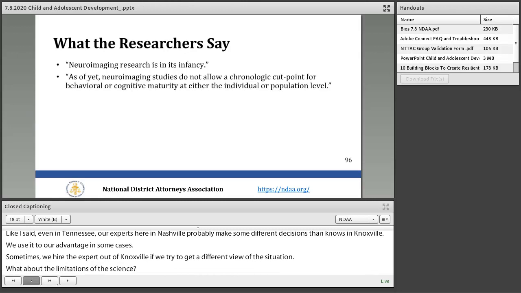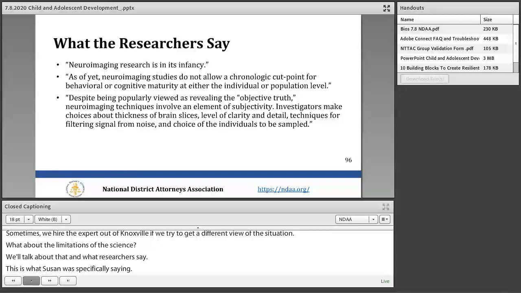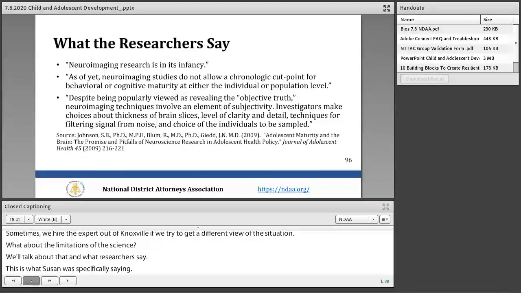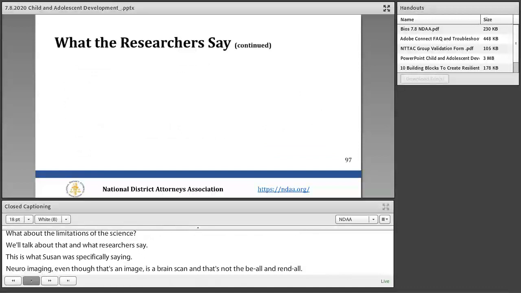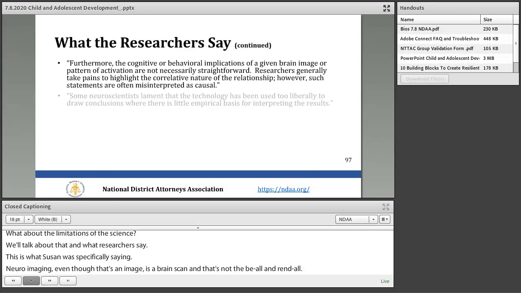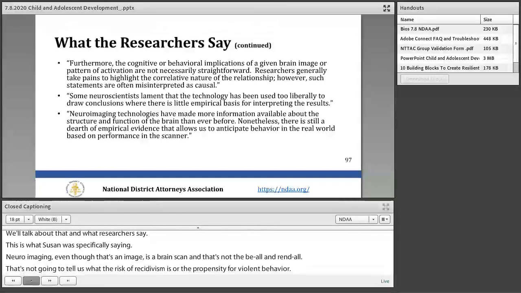So what about the limitations of the science? And we'll talk about that and what the researchers say. And this is what Susan was specifically addressing, that even though the neuroimage is an image, it's a brain scan. It's not the be-all and end-all, and it's certainly not going to tell us what the risk of recidivism is or what the propensity is for violent behavior. It's a brain scan. It's not the answer to our questions.